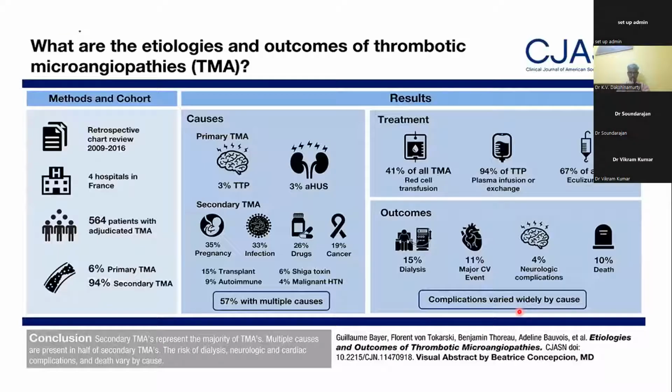In one of the largest series published in the literature, the French cohort, they found that the secondary causes outnumber the primary causes. Among the secondary causes, roughly 60% of patients had multiple causes that explain the TMA. And the outcomes in this group varied according to the underlying primary condition.